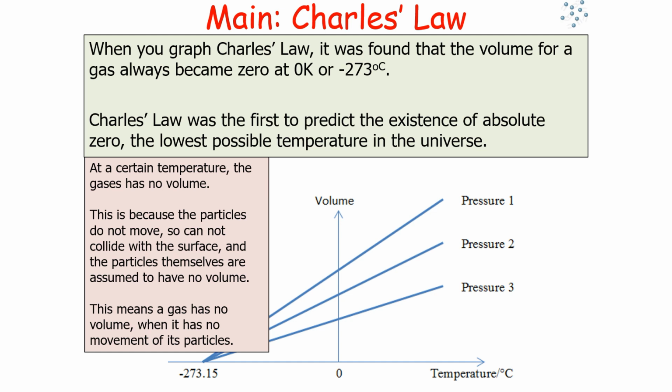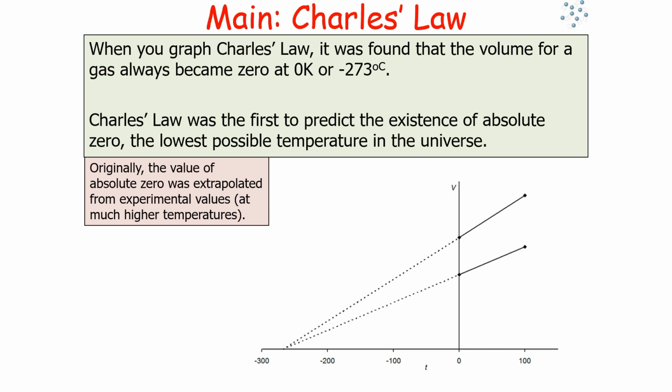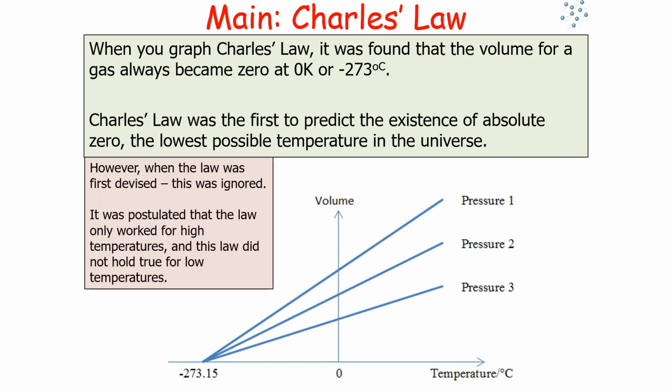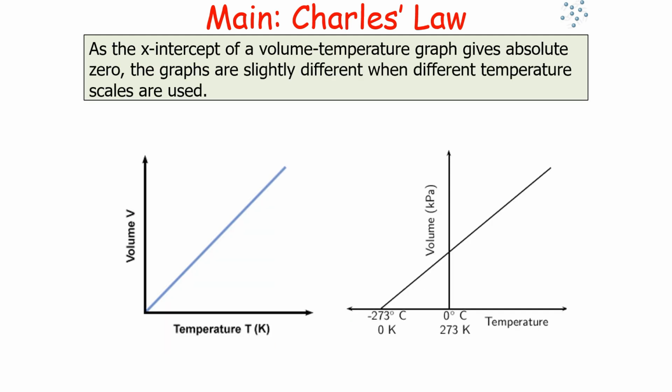It was important to note that this temperature of absolute zero was found to be the same for every gas in the universe. Originally, the value of absolute zero was extrapolated from experimental values at much higher temperatures. When the law was first devised by Charles, it was ignored because it was postulated that the law only worked for high temperatures and did not hold true for low temperatures. It was only William Thomson, or Lord Kelvin, who realized what this meant and devised absolute zero. As you will realize from the graphs, as the x-intercept of a volume-temperature graph gives you absolute zero, the graphs of volume against temperature are slightly different when different temperature scales are used.